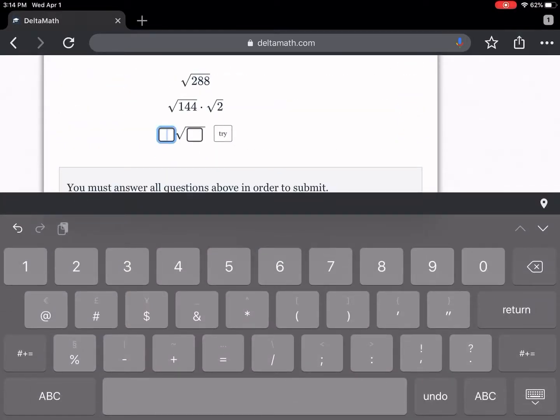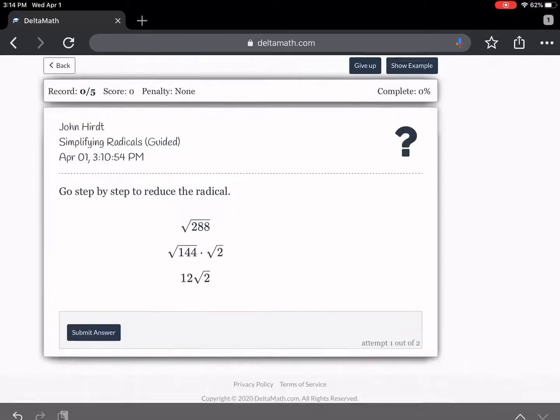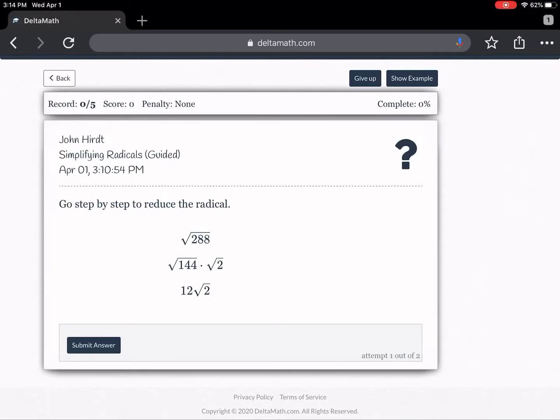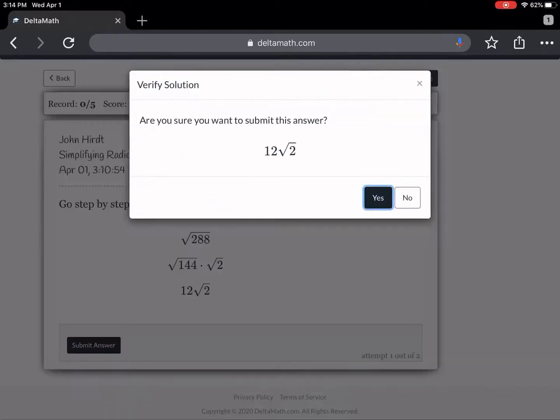So the square root of 144 we said was 12. So we're going to bring in a 12 and we're going to put a radical 2 in there. And we're going to hit try. Okay, and when you hit that try button, it'll now ask you if you want to submit this as your final answer. So we're going to submit it as our final answer. We're going to say, yes, I want to submit it as my answer.